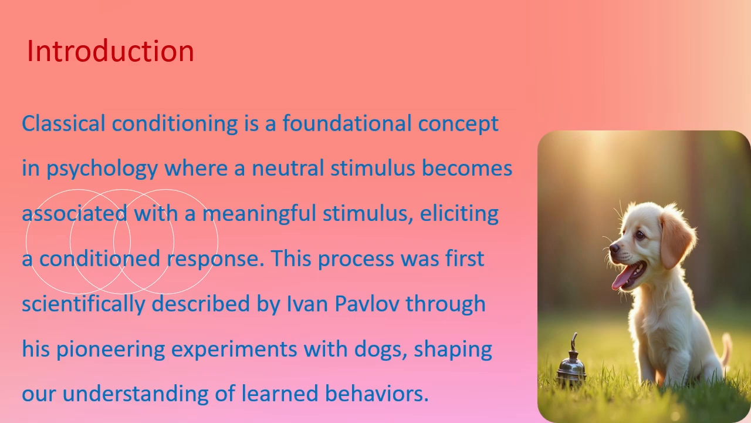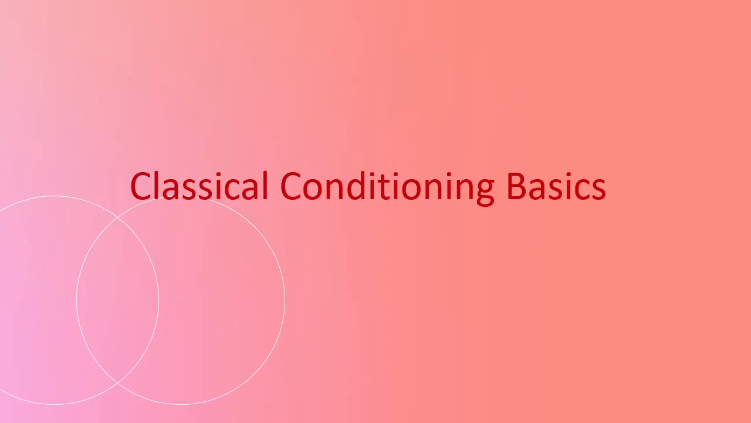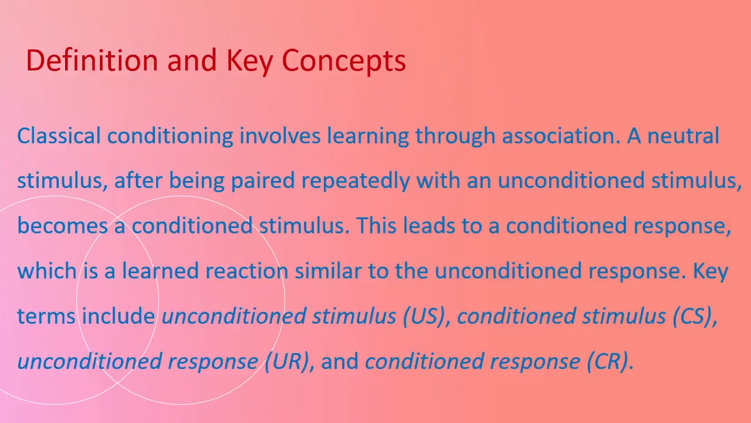So, Ivan Pavlov, who was a very famous psychologist, did an experiment on a dog to help us understand how we learn our behavior. That means whatever we are doing, however we are behaving, is being conditioned in a way, or we have learned to behave in that way. Now, how do we understand it better? We'll understand it with the classical conditioning basics.